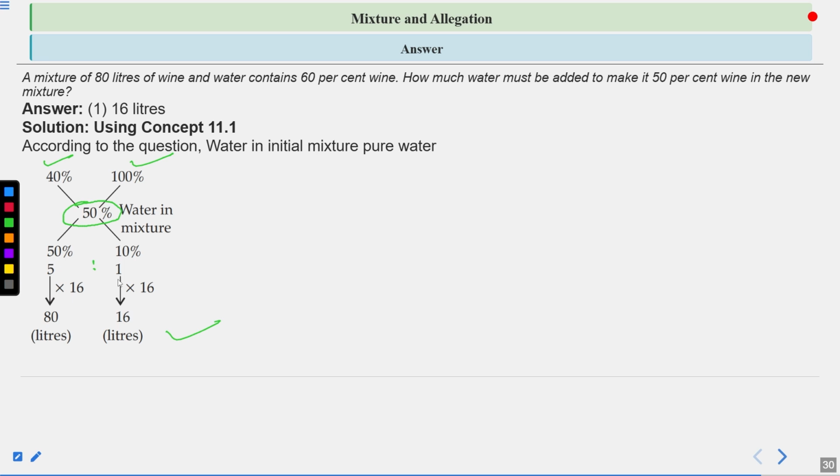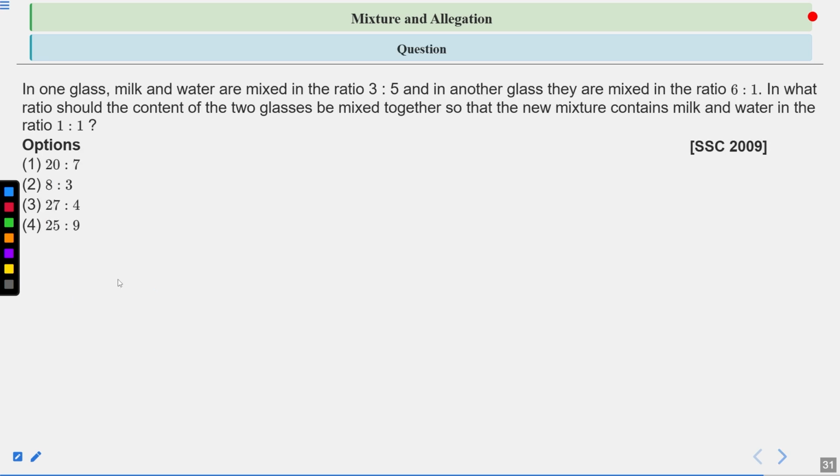Next one. In one glass, milk and water are mixed in the ratio 3:5. And in another glass, they are mixed in the ratio 6:1. In what ratio should the contents of the two glasses be mixed together so that the new mixture contains milk and water in the ratio 1:1? This question was asked in the SSC exam in 2009. There are four options: first one is 20:7, second is 8:3, third one is 27:4, and fourth one is 25:9. Now you have 10 seconds to analyze the question. Your time starts now.